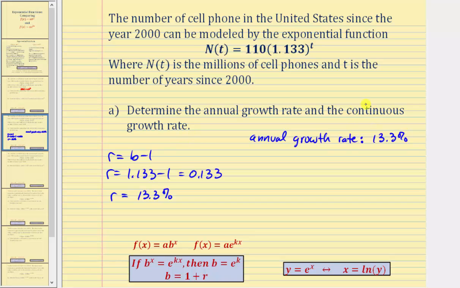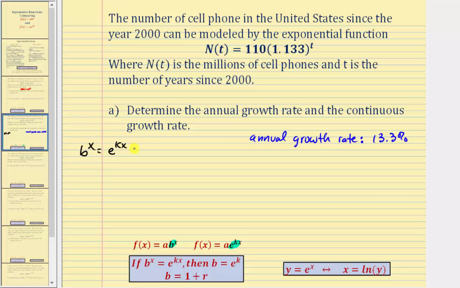Now we need to find the continuous growth rate. So to do this, our goal here is to really write an exponential function in this form that's equal to an exponential function in this form. In order for these two functions to be equal to each other, notice how b to the x would have to be equal to e raised to the power of kx. So if we have b to the x equals e to the power of kx, we can also write e to the kx as e to the k raised to the power of x.